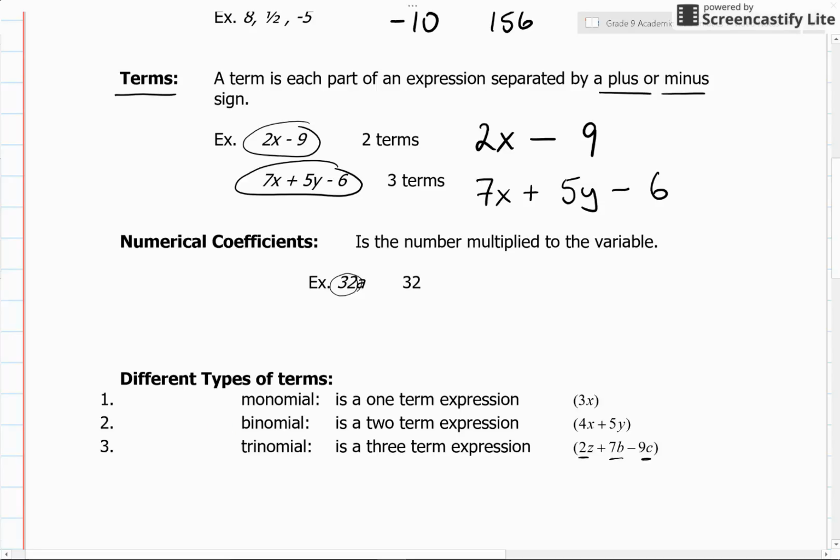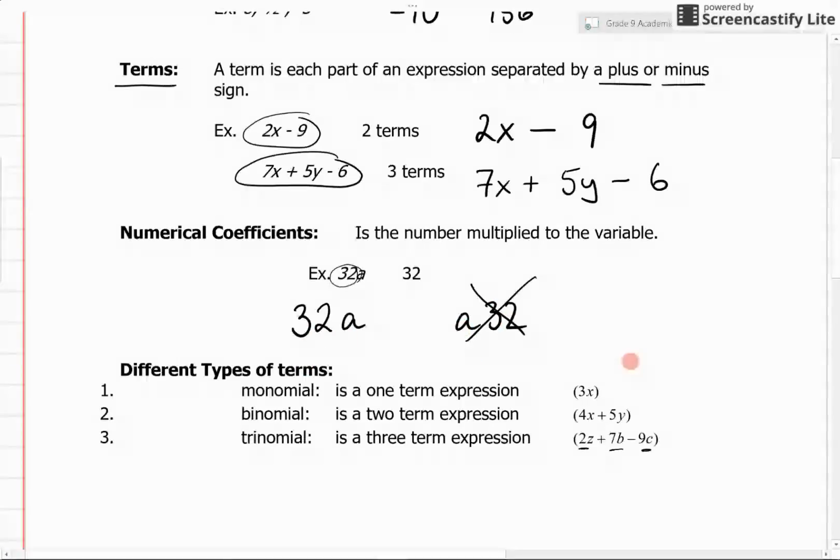Okay. So remember this one thing though. Coefficients are always in front. So 32a, or let's just say 32 has to be before the a. You don't write terms like a20. You don't write terms like a32. The coefficient comes in front of, or before, the a. This is just proper mathematical form.